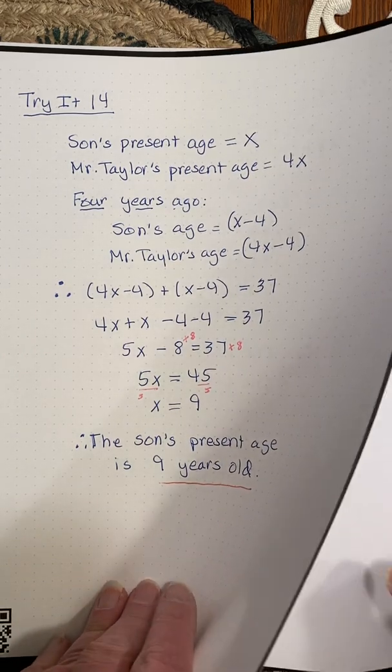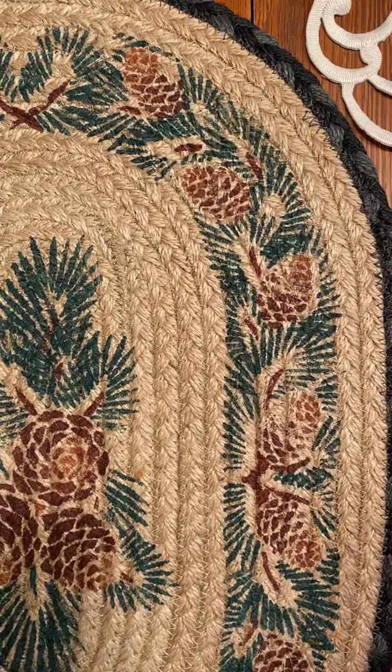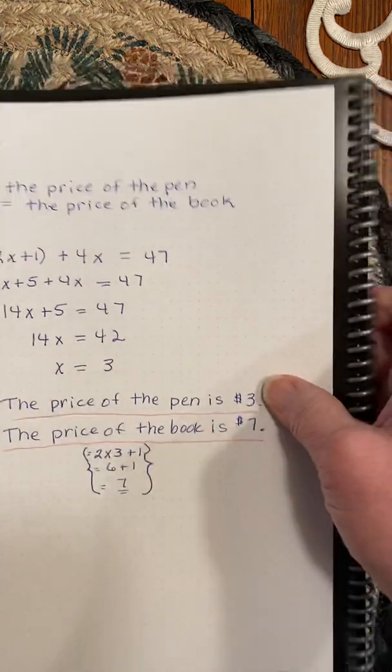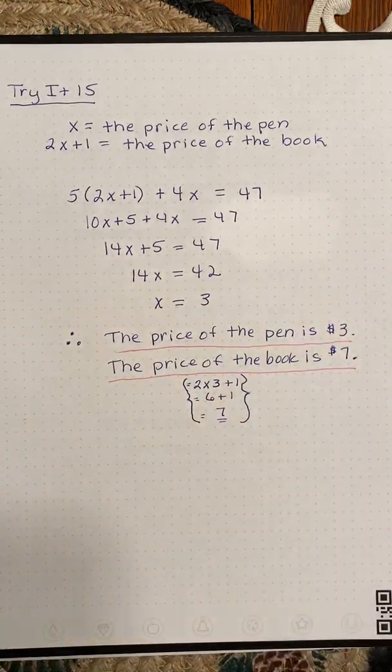Try it 15. Here we go. Try it 15 says in the book, I'll just line up here a little bit. The price of a book is $1 more than twice the price of a pen. The total price of 5 books and 4 pens is $47. Find the price of a pen and of a book.